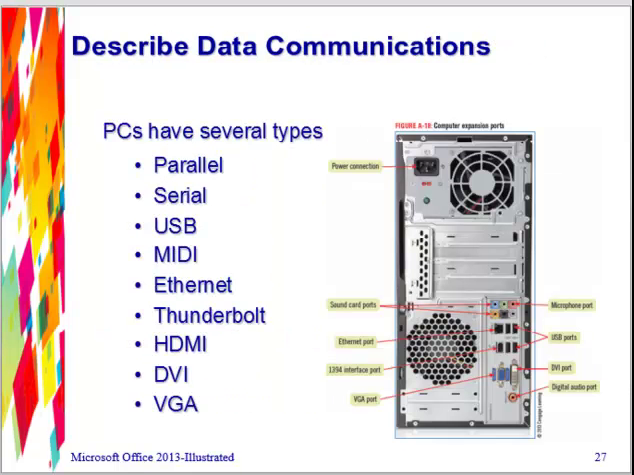So data communications, PCs have several outputs, they have several connections, and on the back of this computer you can see there's parallel, serial, USB, MIDI, Ethernet, Thunderbolt, HDMI, DVI, and VGA ports. There are a ton of different ports on the backs of computers nowadays, and it's good to know what you're looking at. Microphone ports are usually small and pink.